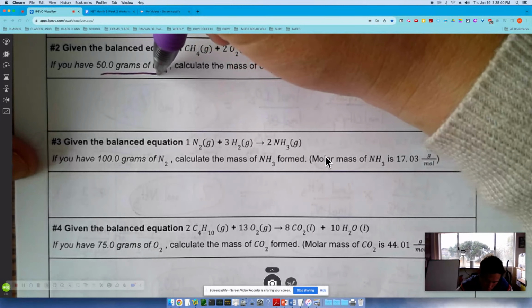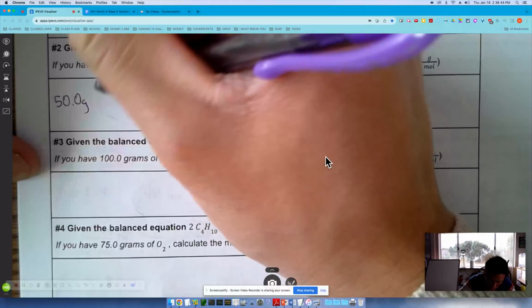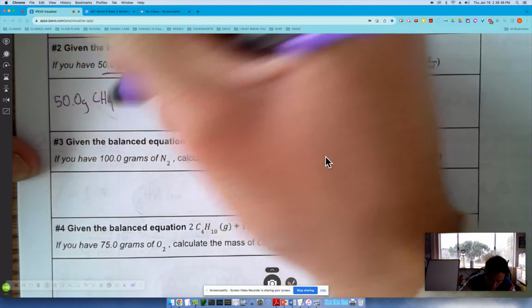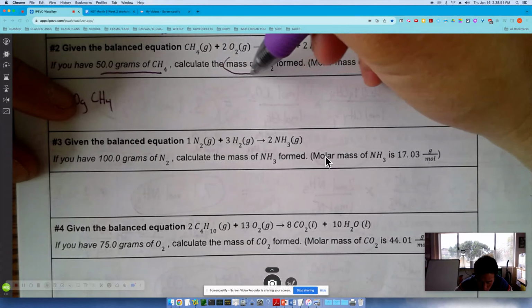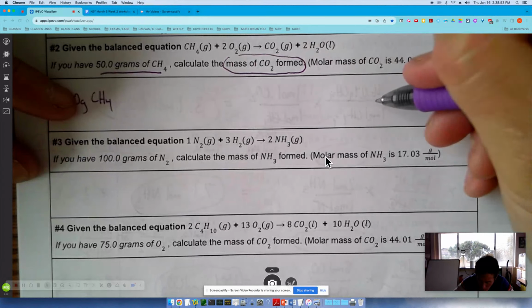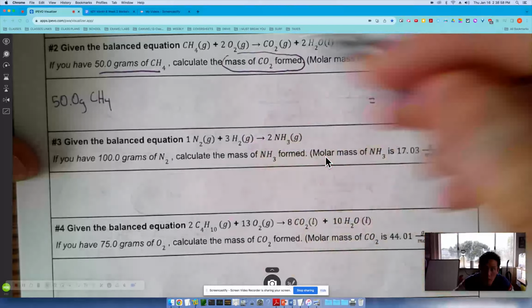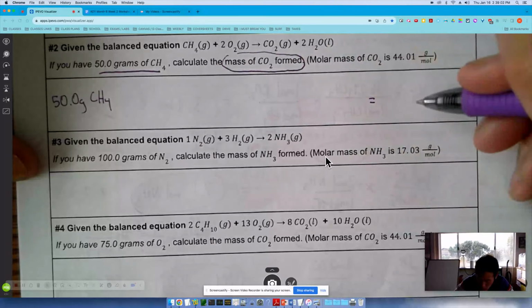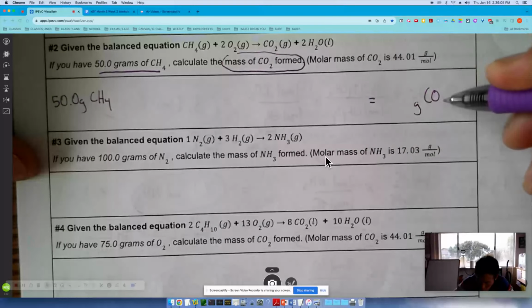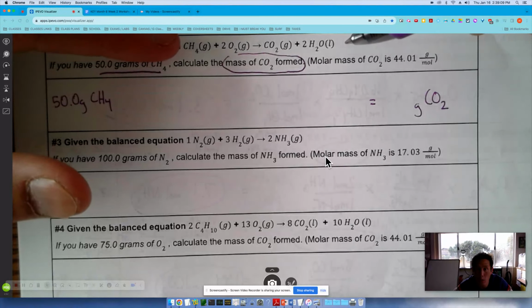The only information that is given is that we have 50.0 grams of CH4. We need to convert this all the way into the mass of CO2 formed. So I would write equals at the very end. We're going to do a lot of multiplying and dividing here, and we want mass, which is in grams, of CO2. Okay, the key here is to get to this point here. This is all in moles.